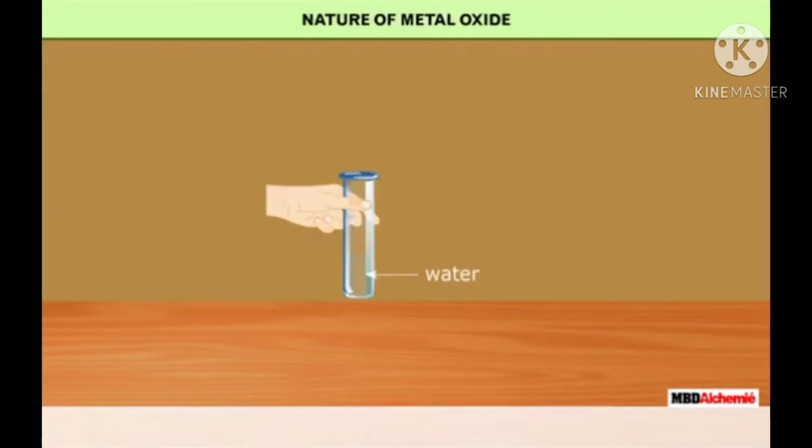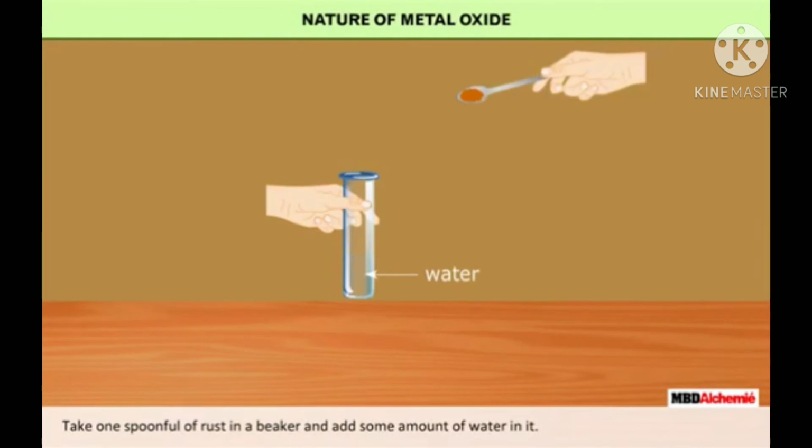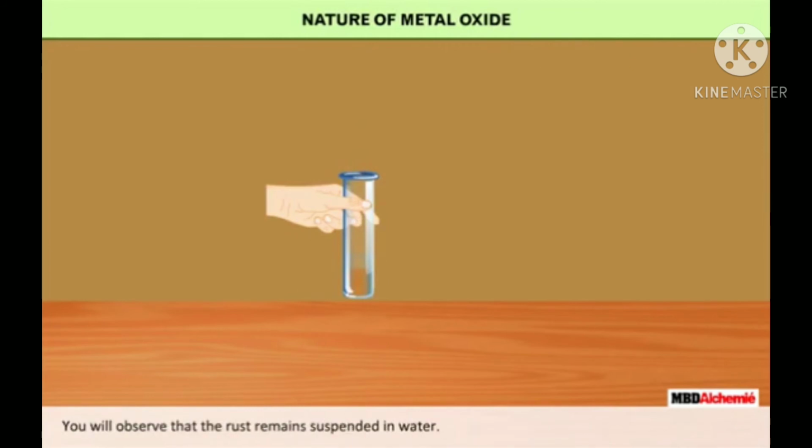Nature of metal oxide. Take 1 spoonful of rust in a beaker and add some amount of water in it. You will observe that the rust remains suspended in water. Shake the suspension well. Now, test the solution with red and blue litmus paper.